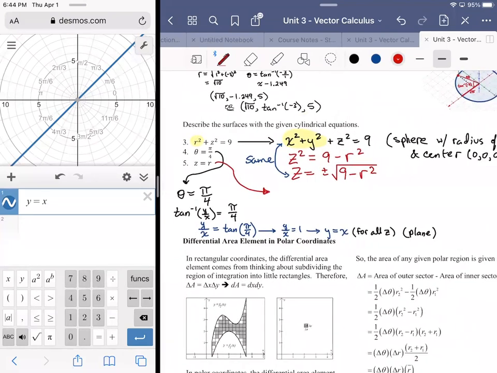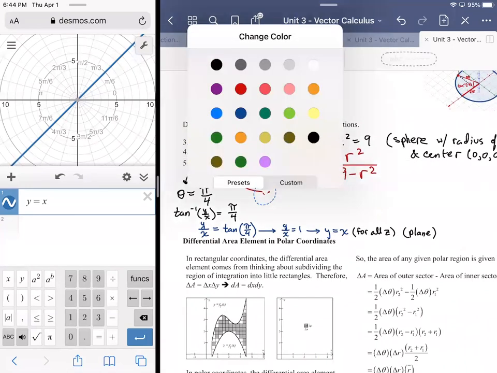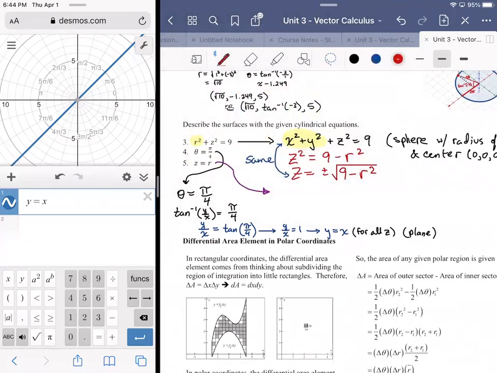All right, my work's getting a little messy here. Let me do a brief little modification. Make that purple. So z could be thought of as equal to the square root of x squared plus y squared. I could square both sides. Now, I could also leave it as z equals the square root of x squared plus y squared. I mean, that's something to keep in mind.